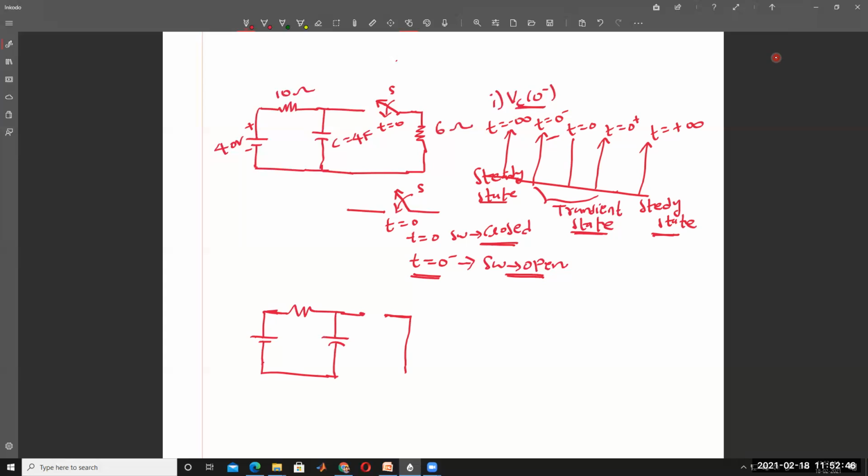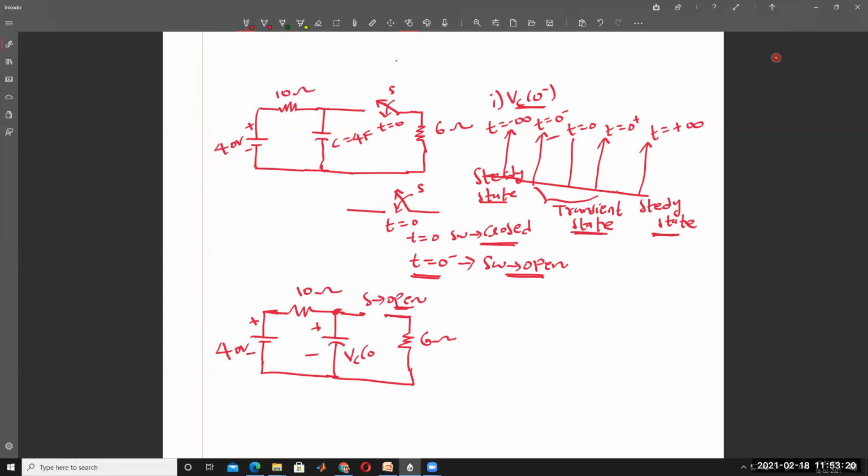Am I right? So here, what is the resistance? 6 ohm resistor connected like this, with the switch open. And what is the resistance here? 10 ohm. Here 40 volts, plus minus. So what is the voltage across the capacitor in between?